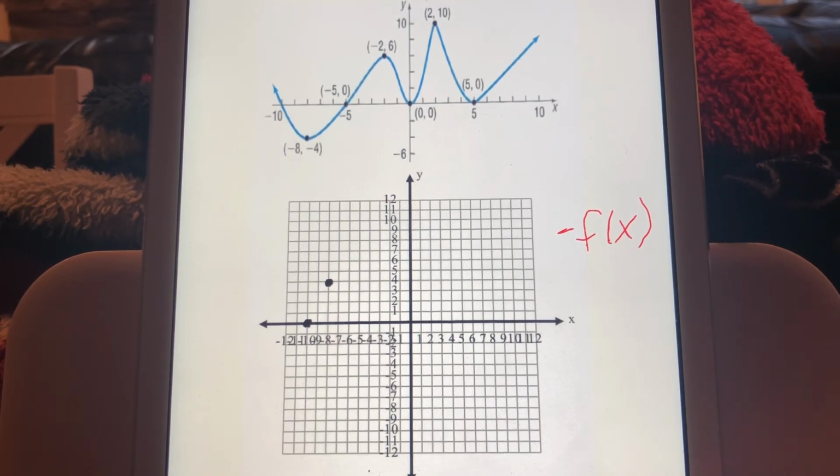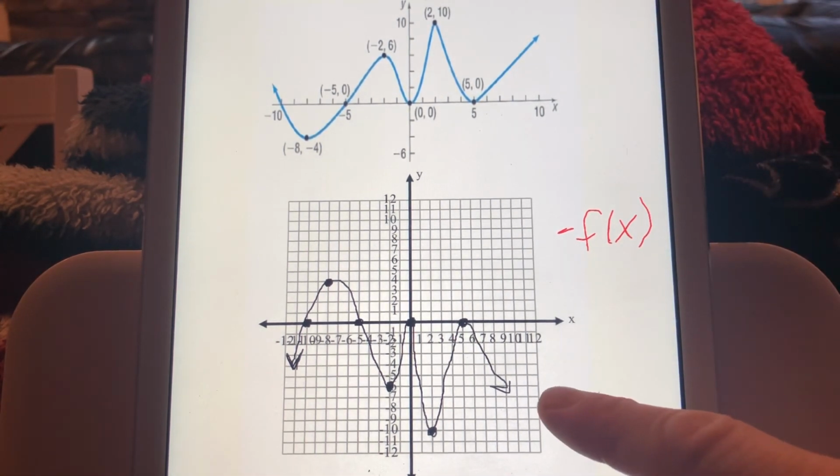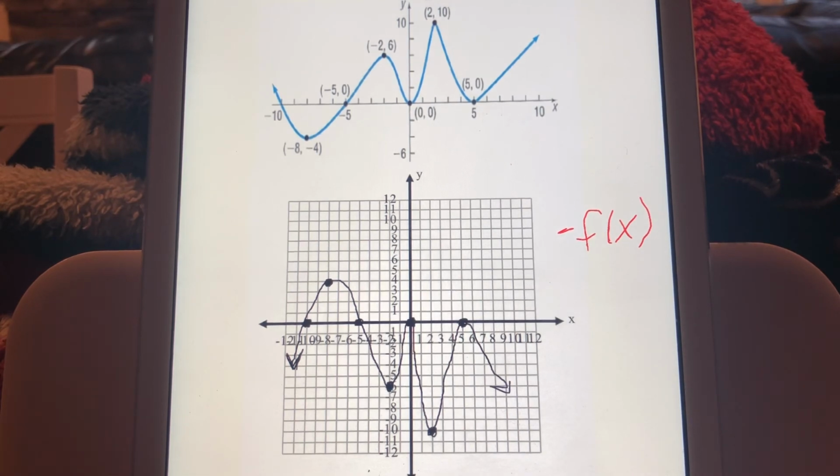The next point is an x-intercept, so it's going to stay the same. The next point, however, would be negative 2, negative 6. The origin again stays the same. Then we've got 2, negative 10. And our last x-intercept is at 5, 0, which remains the same. Remember, we're reflecting everything about the x-axis, so when we draw the graph, it should end up looking like this. That's a true reflection about the x-axis. This would be f of x, this would be negative f of x. All the y-coordinates become their opposites. That's how you use the concept of reflections when we're transforming graphs.